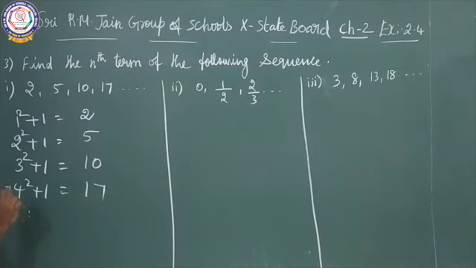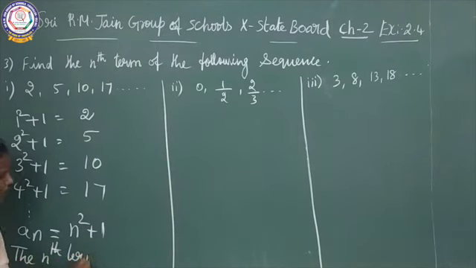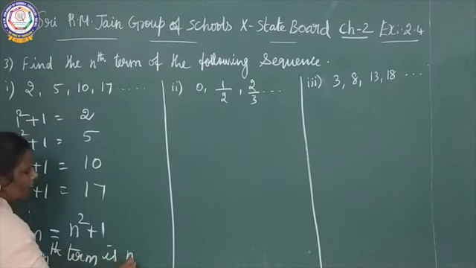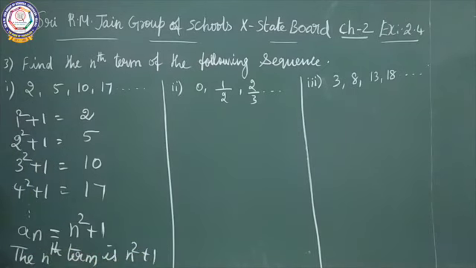It goes on like this. What is the nth term? an equal to, see here, these are all the natural numbers, 1, 2, 3, 4. So, I will write n square plus 1. So, the nth term is n square plus 1.